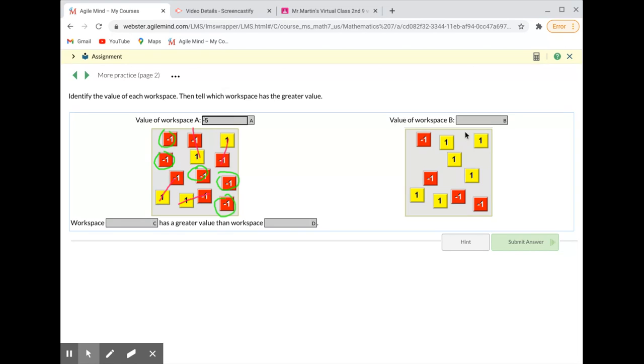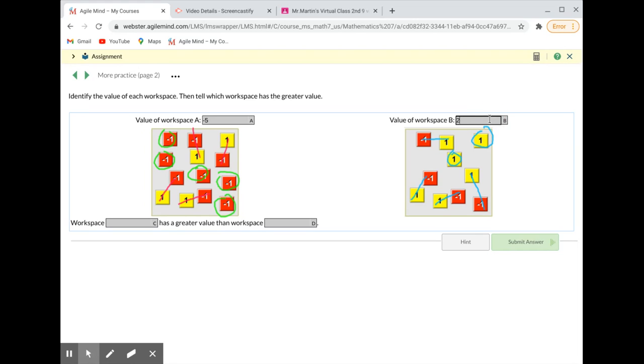All right. And then the workspace B, Malik, would be what? We're going to cancel what we can cancel. We're going to cancel those, cancel those, cancel these, cancel these. What's the value of workspace B, Malik? Malik needs help. Natalia, what's the value of workspace B? +2. Yeah, 1 and 2. So it would be 2.